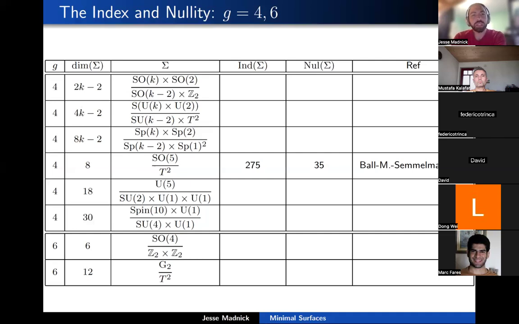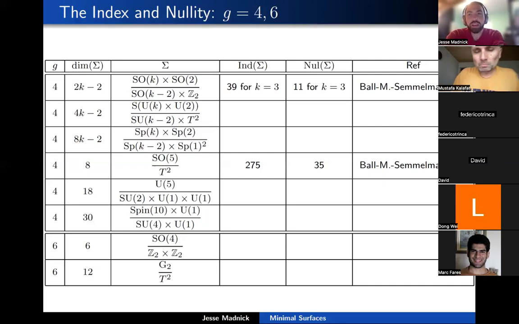We also considered these infinite families, and we're still thinking about those. It would be great to get the index of these infinite families. What would be interesting is if you could run some sort of induction argument. We don't know whether an induction argument will work, but maybe it could. If you're going to do an induction argument, you're certainly going to need the base case as part of that. So for the first infinite family, the base case corresponds to k equals 3. The index is 39, and the nullity is 11.